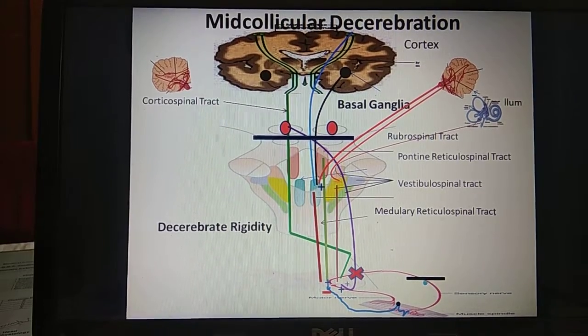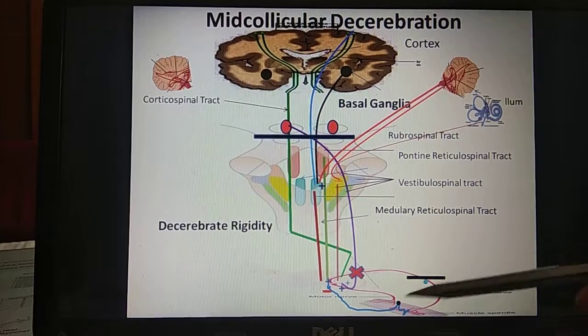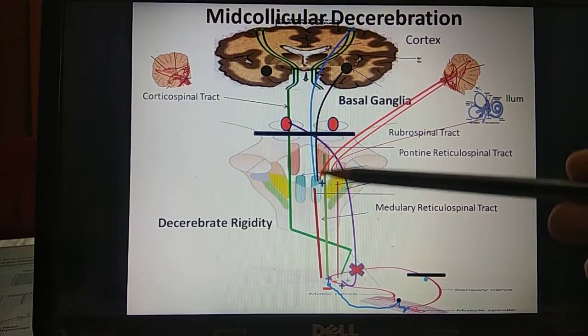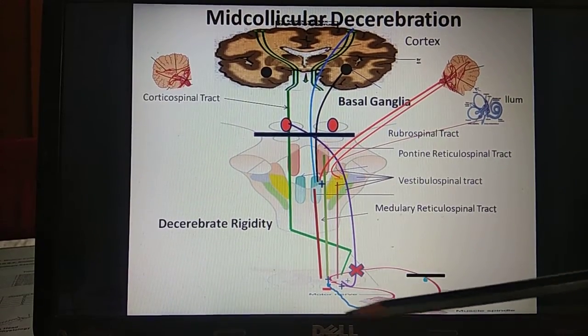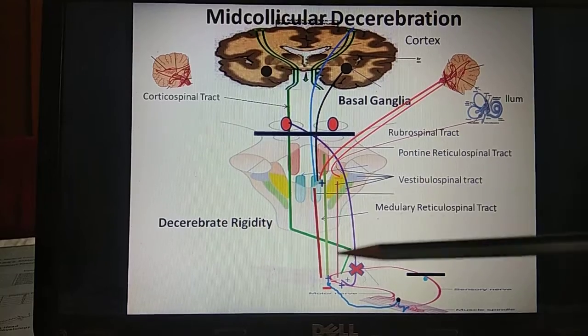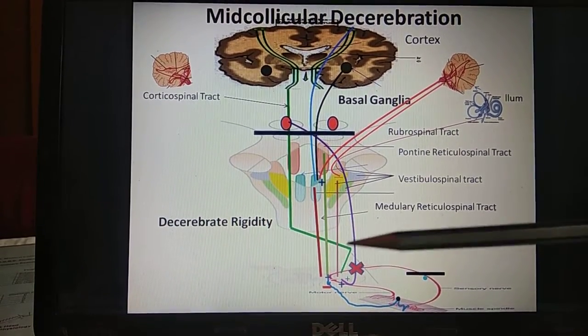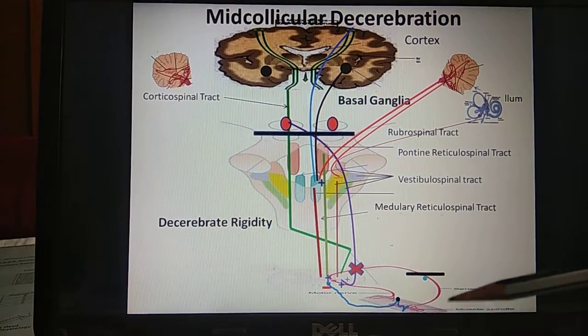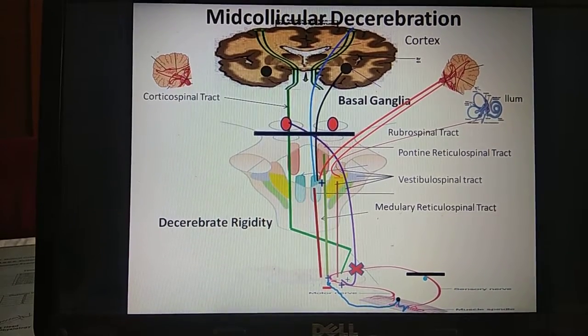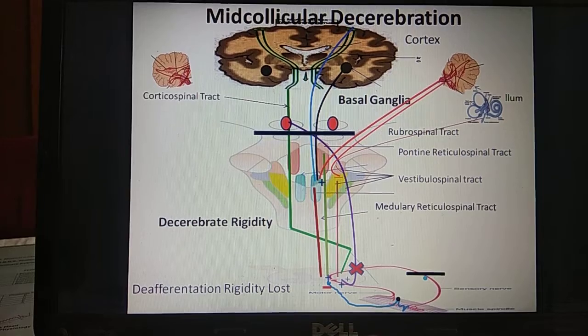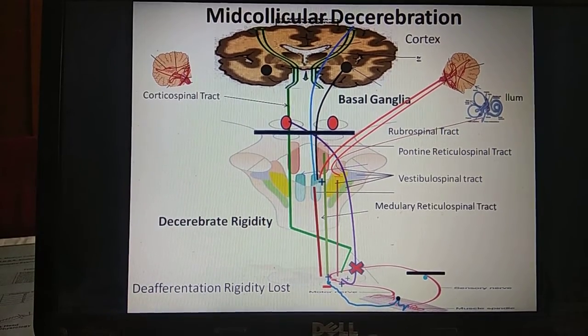If rigidity is lost in this, that will indicate that the tracts were influencing the gamma motor neuron, because the gamma motor neuron utilizes this reflex arc. The alpha motor neuron is directly acting, it is not using this sensory pathway. So let's see, deafferentation, rigidity is lost.